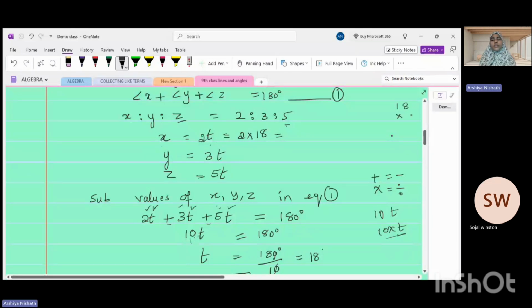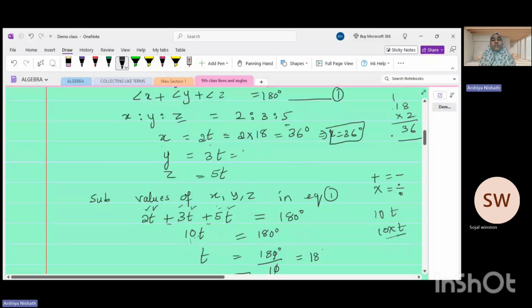We have to multiply and check. If you know the 18 table, you can directly write. Otherwise, 2 8s are 16, 2 1s are 2, 3. You know multiplication very well. See, like this, you can multiply and write it here. So finally, what we got, it implies X is equal to 36, isn't it? X value we got.